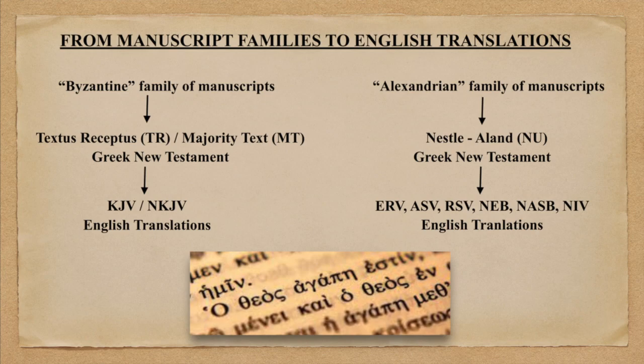And then from these two different Greek texts, from the Textus Receptus, we have the King James Version and the New King James Version. And from the Nestle-Aland, we have the ERV, ASV, RSV, NEB, NASB, and NIV. So as you can see, the basic difference producing these results is one of manuscript or textual preference. The Textus Receptus uses primarily the Byzantine family of manuscripts, whereas the Nestle-Aland uses the Alexandrian family.